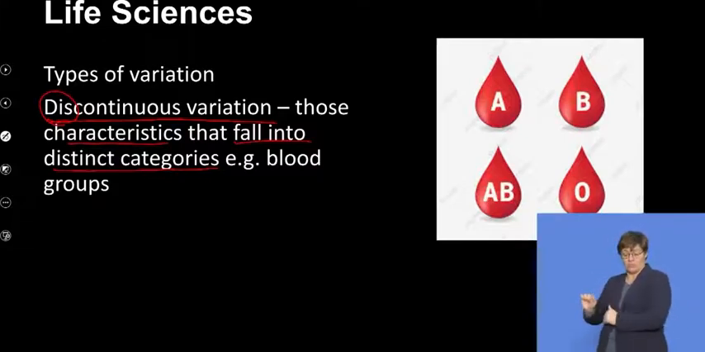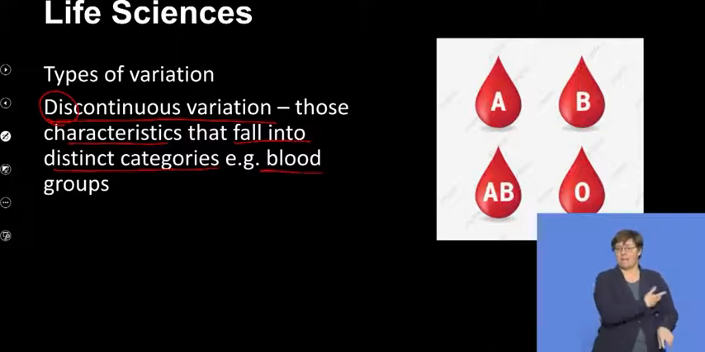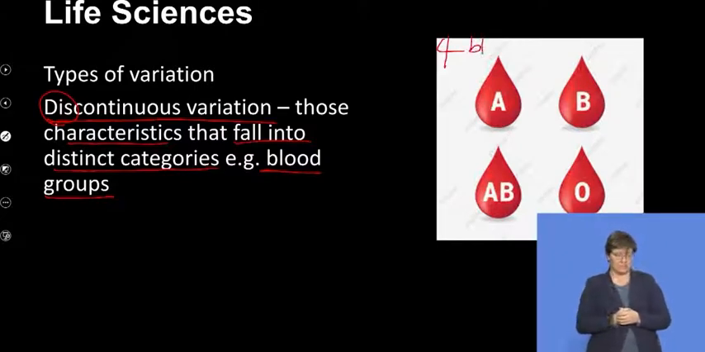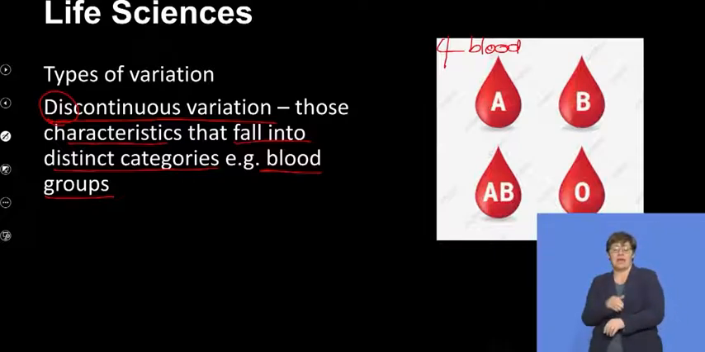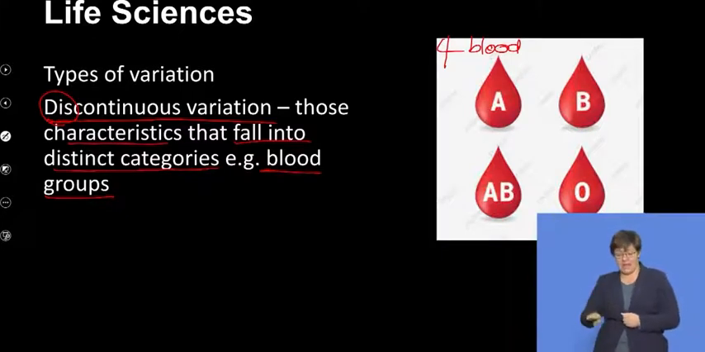And a very good example of that in humans is blood groups. So if we have a look at the diagram, we can see that we have 4 different blood groups. We've got blood group A, blood group B, blood group AB, and blood group O. And so even though it's the same characteristic, it's blood, there is no continuous variation. You either have blood group A, or you have blood group B, or you have blood group AB, or you have blood group O.